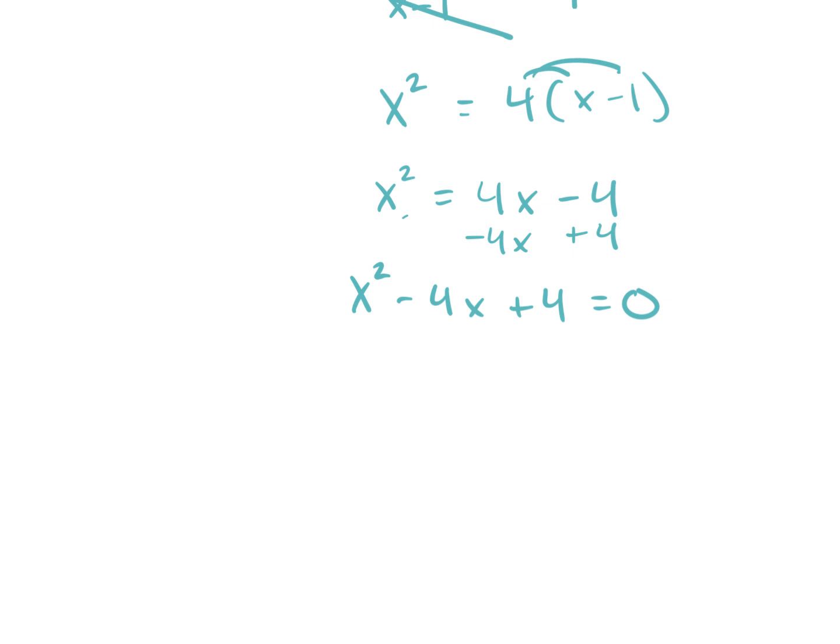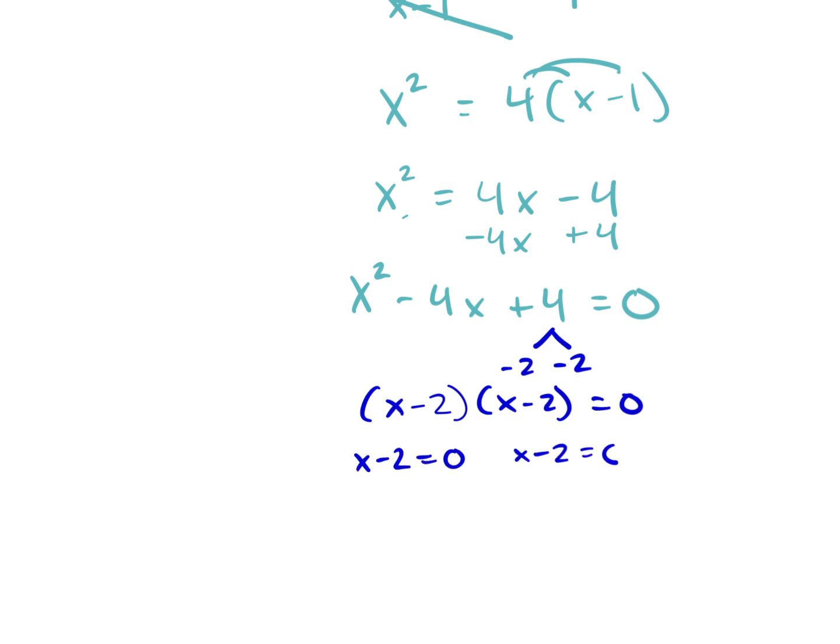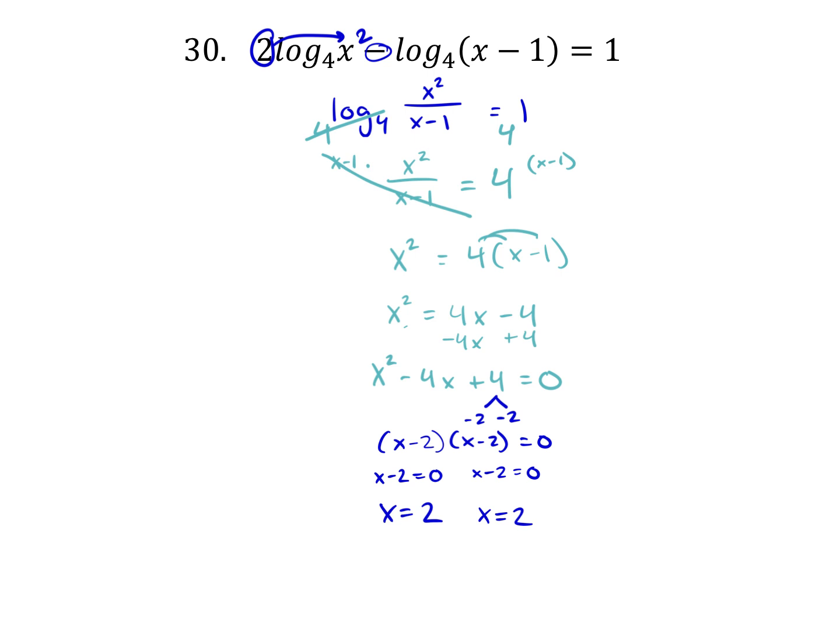How would we solve from here? Factor. What are 2 factors of 4 that add to negative 4? Negative 2 and negative 2. So x minus 2 and x minus 2. So x minus 2 equals 0. So x equals what? 2. So x equals 2. Let's check our answer.